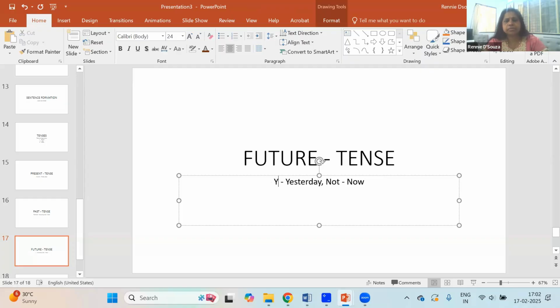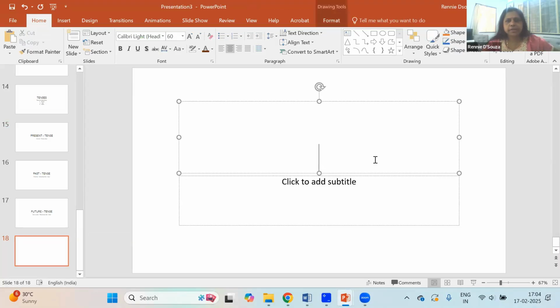Let us see future tense. Future tense will be which is yet to come, which has to come. That is yet to come. Yet to come can be tomorrow. And even the future tense is not now. Now we have seen present tense, past tense and future tense.